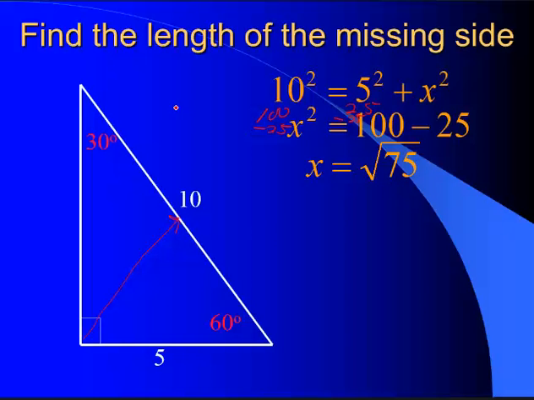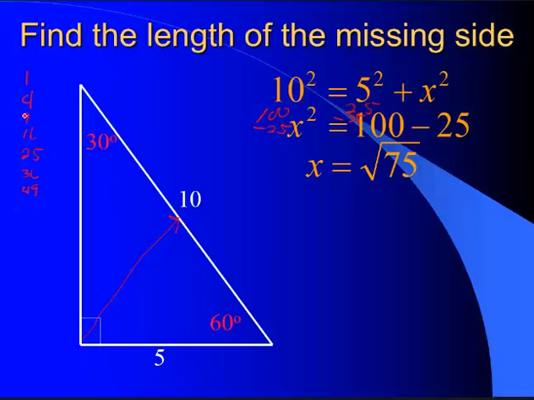Remember what your perfect squares are? 1 times 1 is 1. 2 times 2 is 4. 3 times 3 is 9. 4 times 4 is 16. 5 times 5 is 25. 6 times 6 is 36. 7 times 7, 49. Okay, you need to be thinking of these.